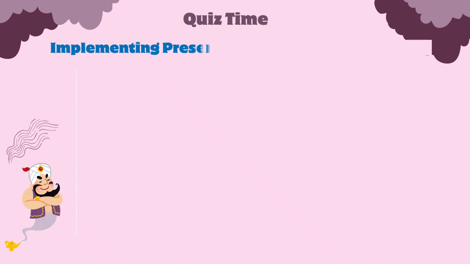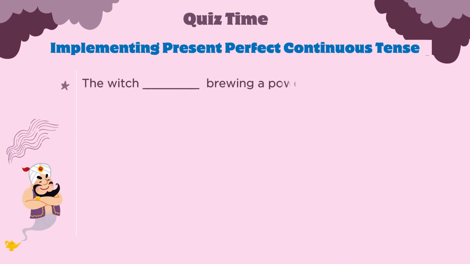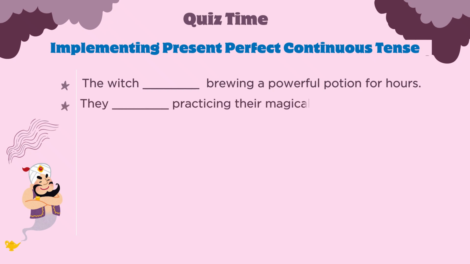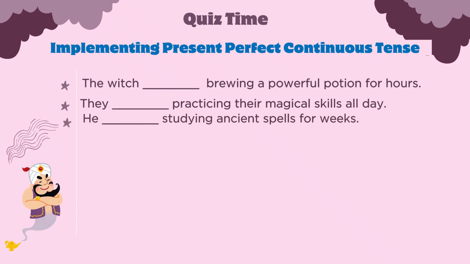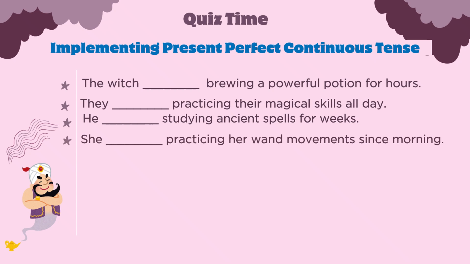Quiz time. Implementing present perfect continuous tense. What you have to do? Just fill the blanks with have been or has been. Number 1. The witch dash brewing a powerful potion for hours. They dash practicing their magical skills all day. He dash studying ancient spells for weeks. She dash practicing her wand movement since morning.